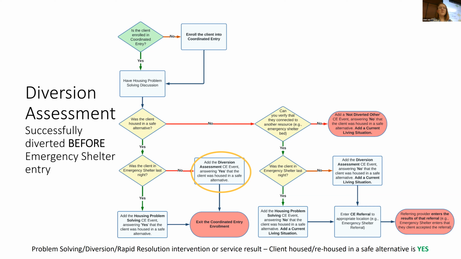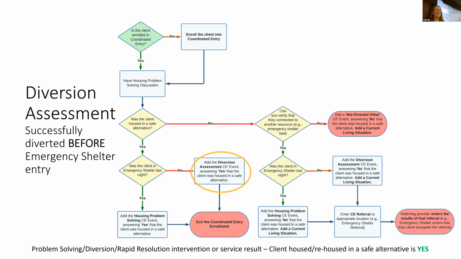So this one is just examples of what you do. The client was diverted before the emergency shelter. I'm not going to go through all of these examples, but as an example, you would start on the green box, and look at the green diamond, and ask, is the client enrolled in coordinated entry? You would look that up in the system. If they aren't, you enroll them. If they are, then you're done, and you go on to the next thing.